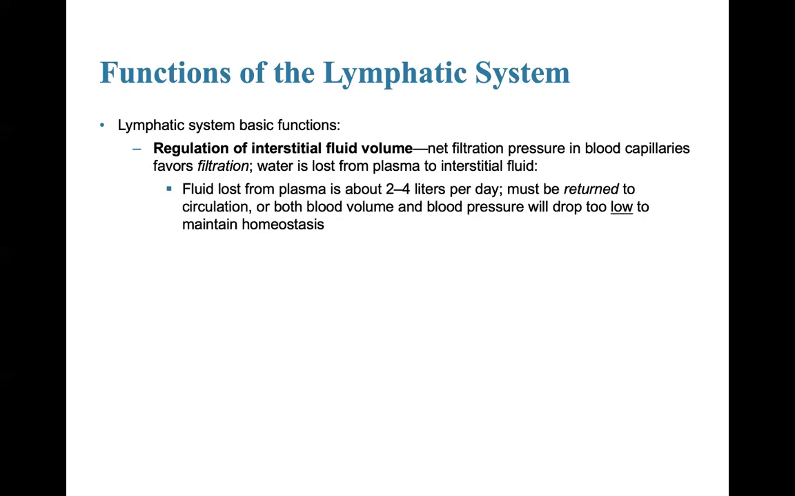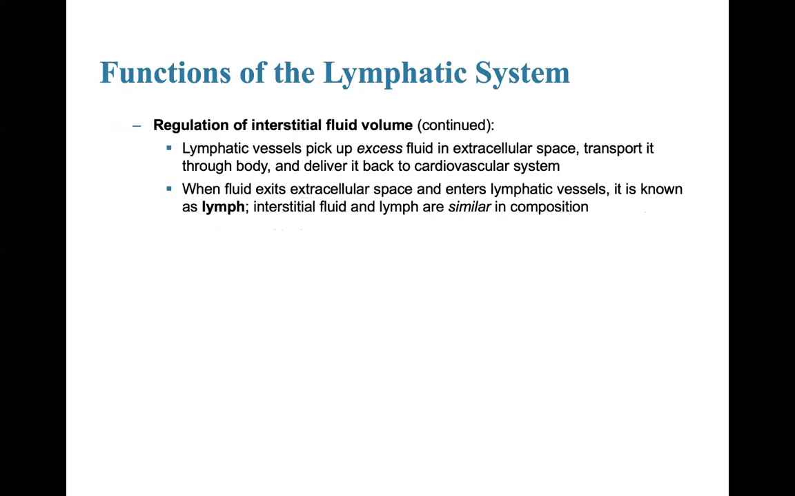So the fluid loss from plasma is about 2 to 4 liters per day, which if you think about blood, you have about 5 liters. This fluid must be returned to circulation, or both blood volume and blood pressure would drop too low to maintain homeostasis, and in that case, maintain even life. The lymphatic vessels will pick up that excess fluid in the extracellular space, transport it through the body, and deliver it back to the cardiovascular system. When the fluid exits extracellular space and then enters into the lymphatic vessels, it is known as lymph. The interstitial fluid and the lymph are similar in composition.